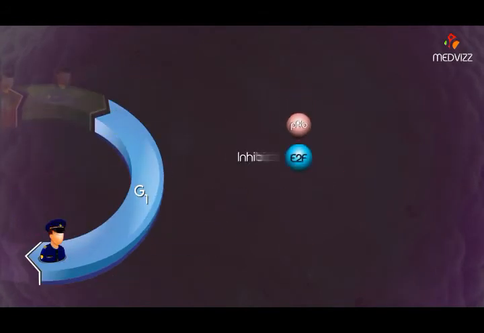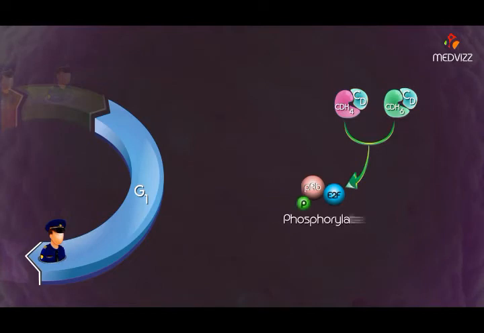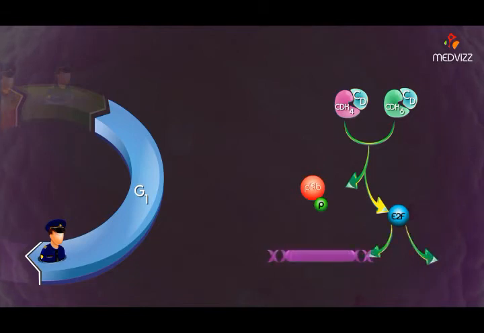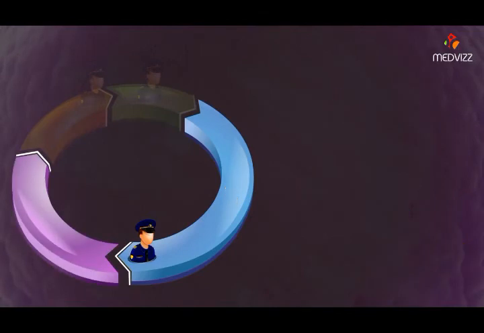Retinoblastoma protein inhibits E2F expression. Cyclin D CDK4 and cyclin D CDK6 complexes phosphorylate retinoblastoma protein, which leads to inactivation of retinoblastoma protein and expression of E2F. The expression of E2F then leads to the expression of transcription genes and formation of cyclin E CDK2. Therefore, the cell is pushed into the S phase.